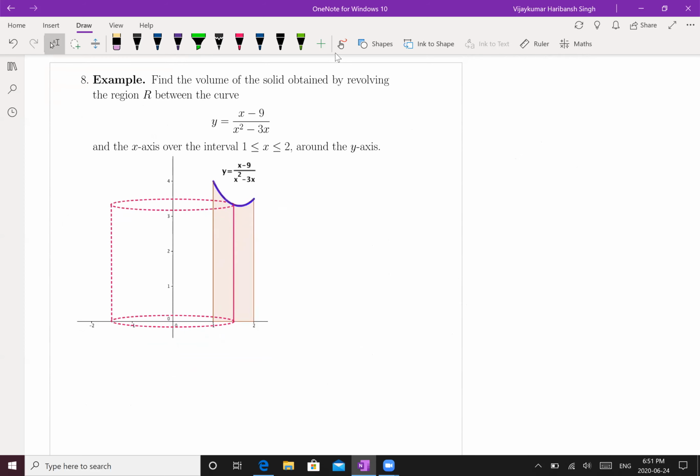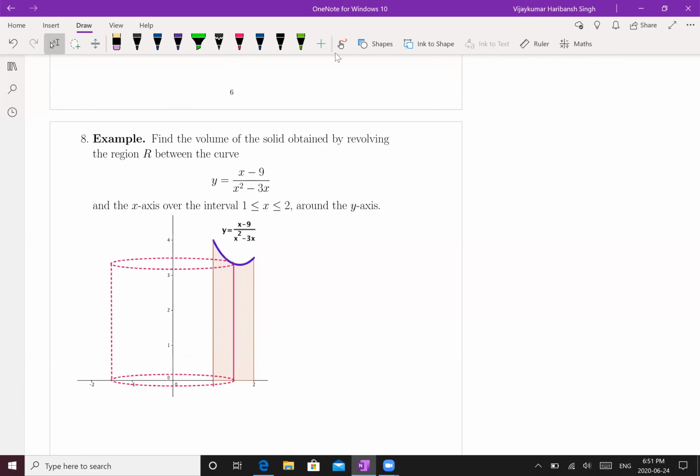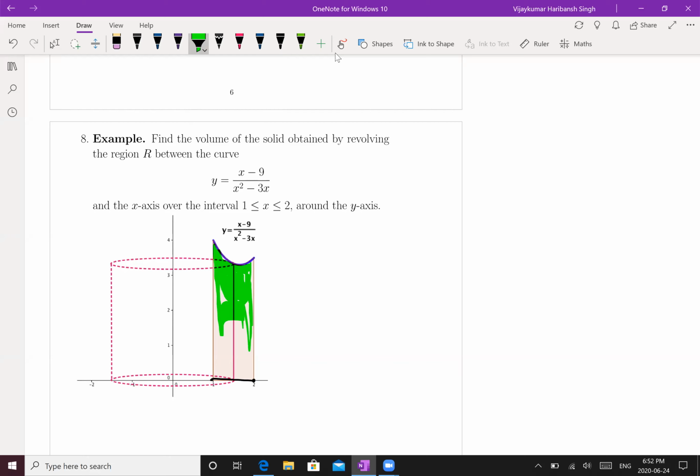All right, now let's move on to the next problem. So here, find the volume of the solid obtained by revolving region R, which is this region shaded here for you, between the curves y equals (x minus 9) over (x squared minus 3x) and the x-axis. We are revolving it around the y-axis, but this is our region, which is given in the shaded part here, right? So this is our region, and we want to find the volume of this solid.